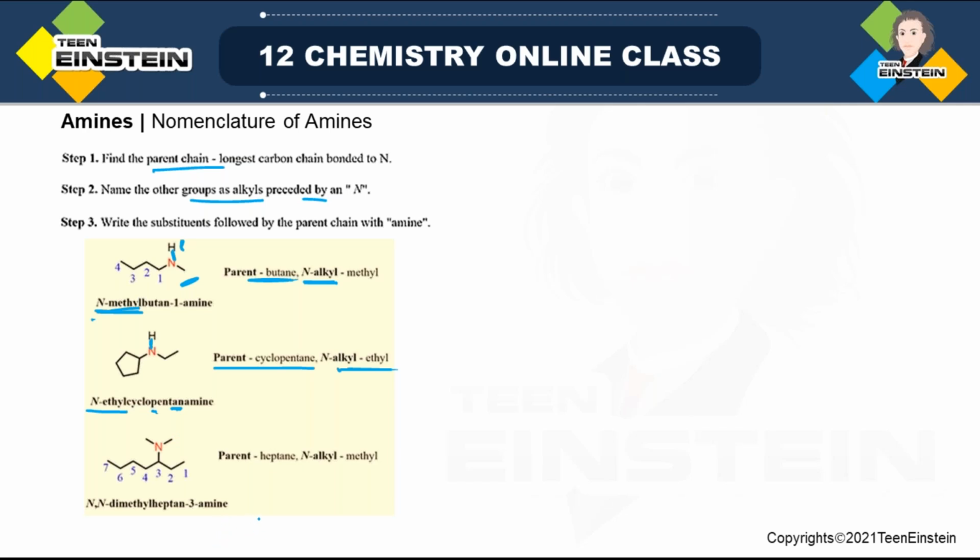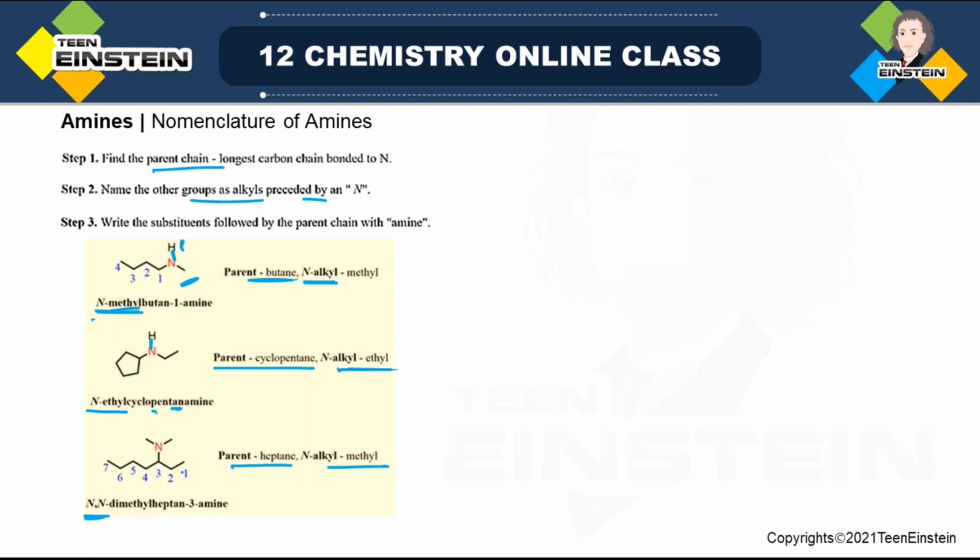Third example, this is 3 degree. We have 2 methyl groups attached to nitrogen and we have this 7 carbon chain attached. So parent chain is obviously heptane and N-alkyl methyl, that is coming 2 times. So that is why you have to write capital N in italics 2 times. N, N hyphen then dimethyl because it is 2 times. Now rest of the part is easy.